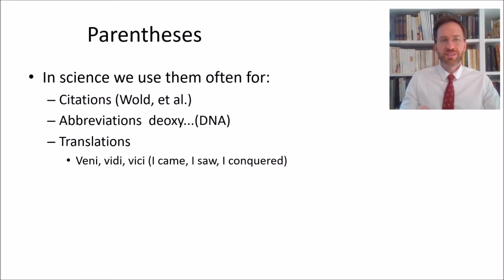Where else do we use parentheses? In science, we use them actually quite often. For the most part, you're going to see that your citations have parentheses around them. Now you can kind of see, you get permission to skip over them with your eye, right? When you're trying to read, you don't read from left to right, up to down, including everything in the parentheses. It would sound pretty wacky. We also do this for abbreviations. Deoxyribonucleic, da-da-da. You can just write DNA, or functional magnetic resonance imaging, fMRI. Also for translations within text. Veni, vidi, vici. I came, I saw, I conquered.